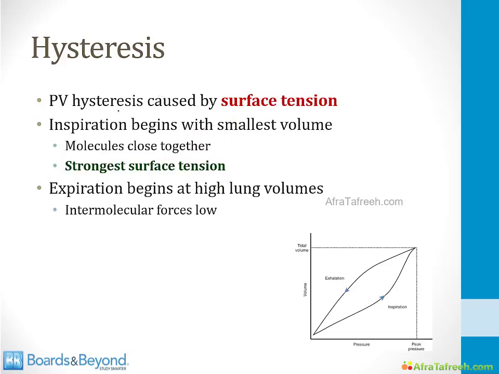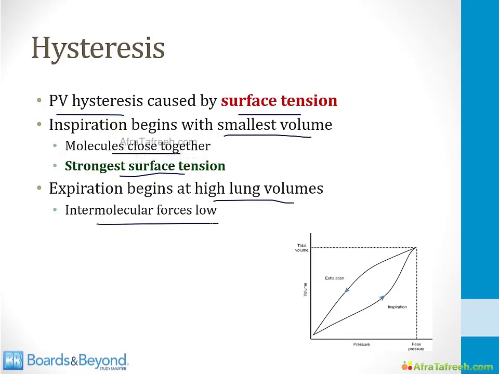So what they want you to know for step 1 is that the pressure volume hysteresis in the lungs is caused by surface tension. When you inspire, you start with the lungs at their smallest volume and the molecules are very close together and there's a strong surface tension. So you have to exert a lot of force to break up that surface tension. As a result, you don't get the same change in volume you would otherwise. Expiration, on the other hand, begins at high lung volumes. The intermolecular forces are low, and therefore you get a big change in volume for a change in pressure.